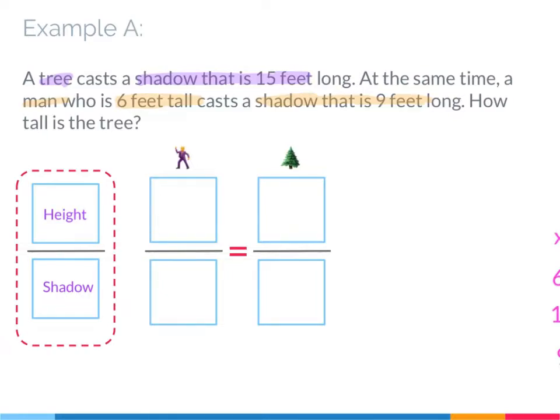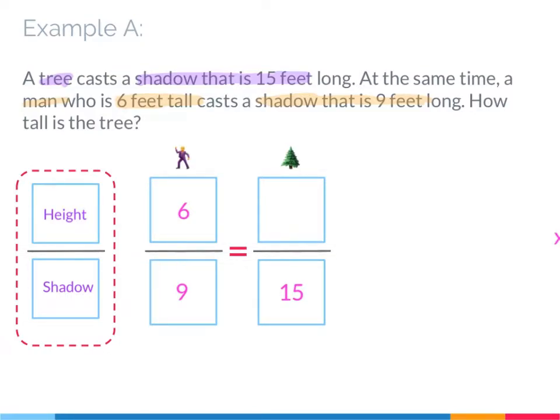Do I know the height of the man? I do. It told me that he is 6 feet tall, so I'm going to put a 6 underneath the height of the man. Then it tells me that he casts his shadow 9 feet long. So under shadow and under the man, I'm going to have 9. Now let's take a look at the tree. The only information I have about the tree is that it casts a shadow 15 feet long. So under shadow, I'm going to have 15 for the tree.